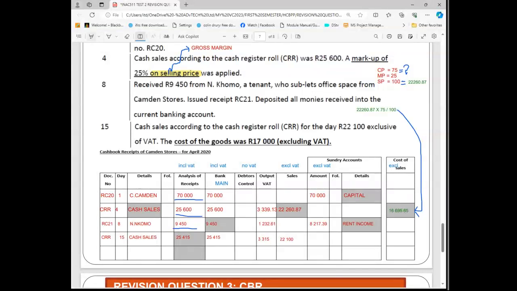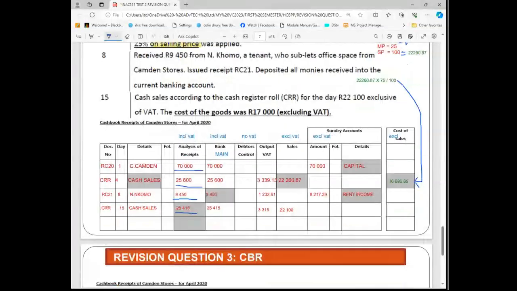And then let's see here, and then I'll just underline. What is the next step? The next sentence says the cost of the goods was 17,000. So we have to calculate cost of sales. How will we calculate? We'll take the 22,100.